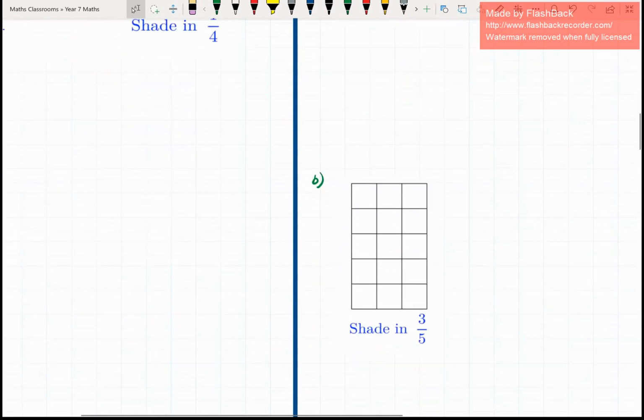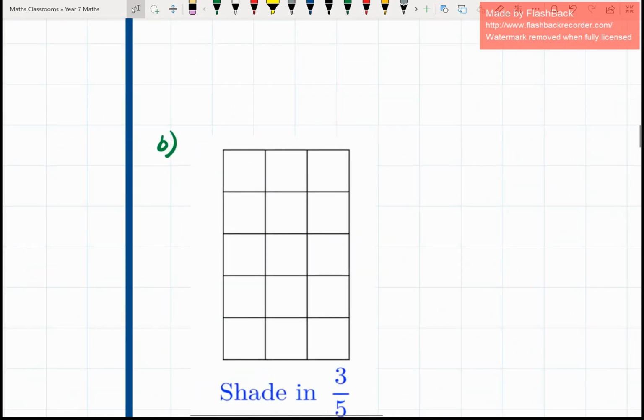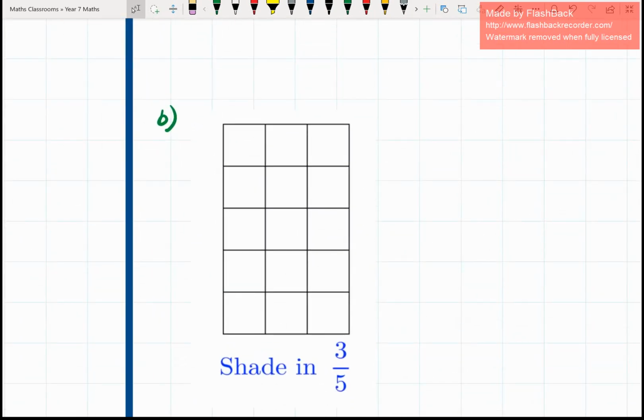Here goes one more for you. You have to shade in 3/5 of the shape. So again, I've got 1, 2, 3, 4, 5 squares, and I've got to shade in 3/5. All right, I've got to shade in 3/5, and I've got to shade in 3/5, and that's what we do for those ones.